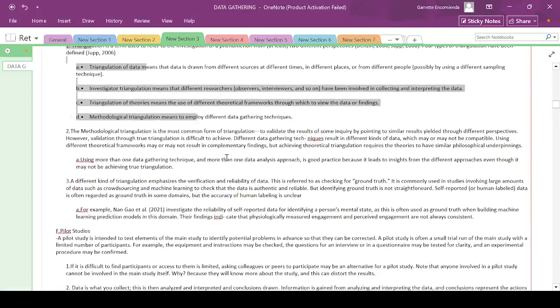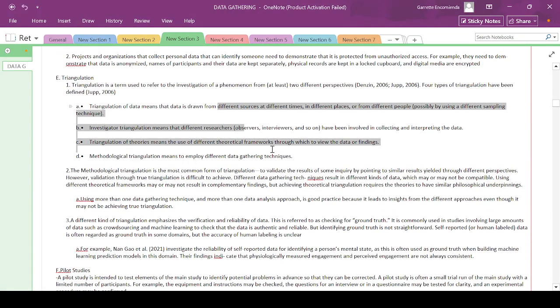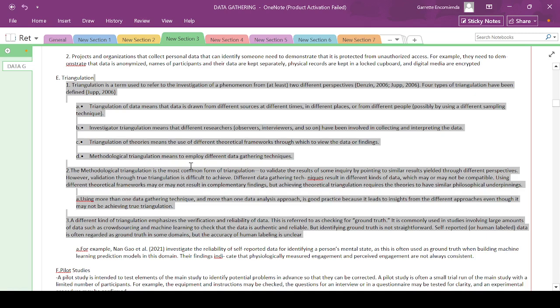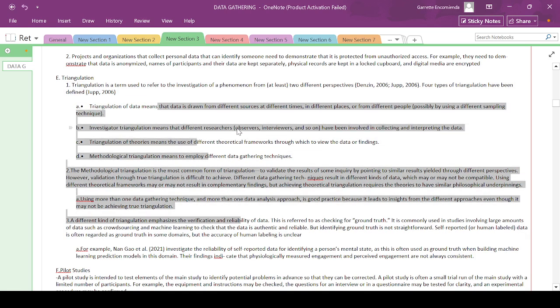Triangulation. Triangulation is a term used to refer to the investigation of a phenomenon from at least two different perspectives. Four types of triangulation have been defined. Triangulation of data means data is drawn from different sources, at different times, in different places, or from different people, possibly by using different sampling techniques.